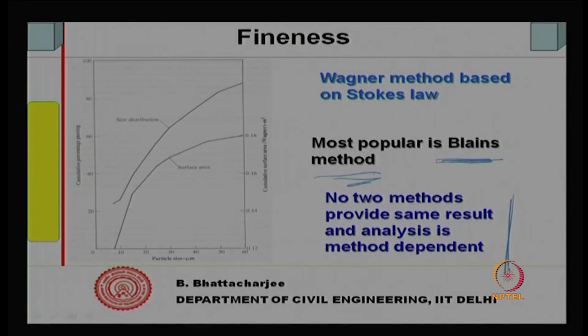So, every method has got problems, but they can be used for relative comparison. If you use the same method, two cements can be compared, and you can say which cement is finer than the other. So, Blaine's method is most commonly used, because it is a very simple method and the test can be done in any laboratory without much difficulty. So, let us see Blaine's method.